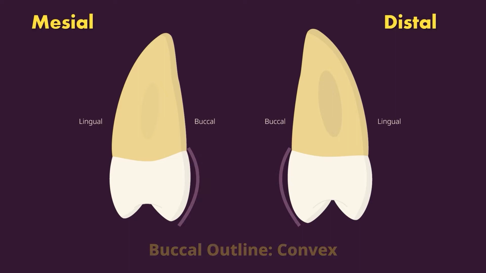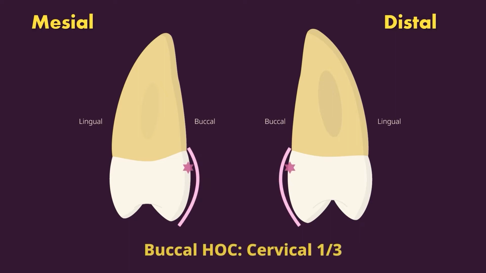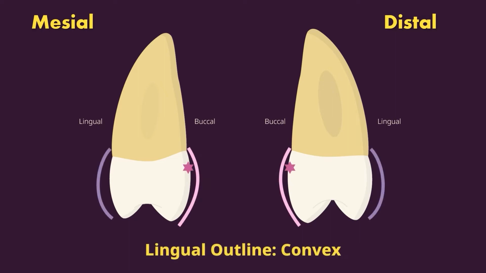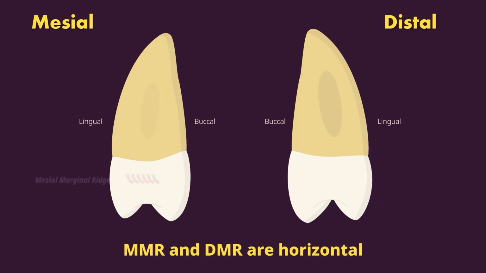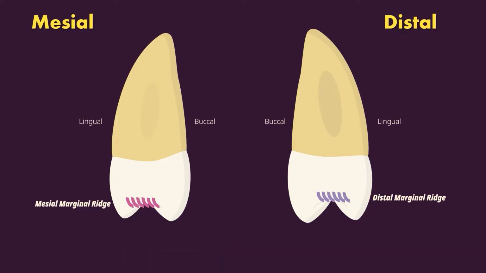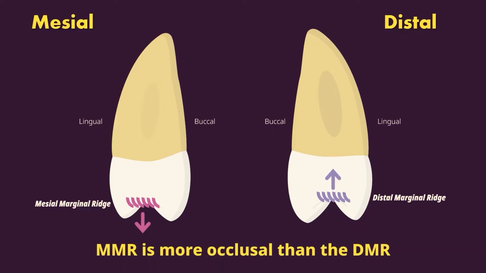The buccal outline is convex with the height of contour in the cervical 1/3. The lingual outline is convex with the height of contour in the middle 1/3. The mesial marginal ridge and distal marginal ridge are horizontal and part of the occlusal plane. The mesial marginal ridge is more occlusal and the distal marginal ridge is more cervical.